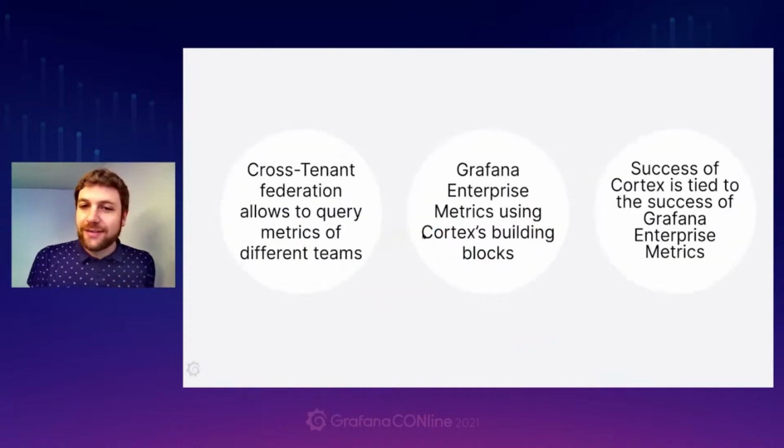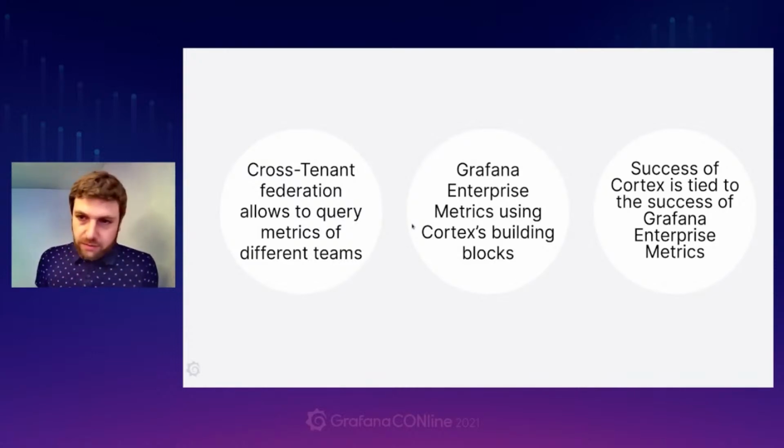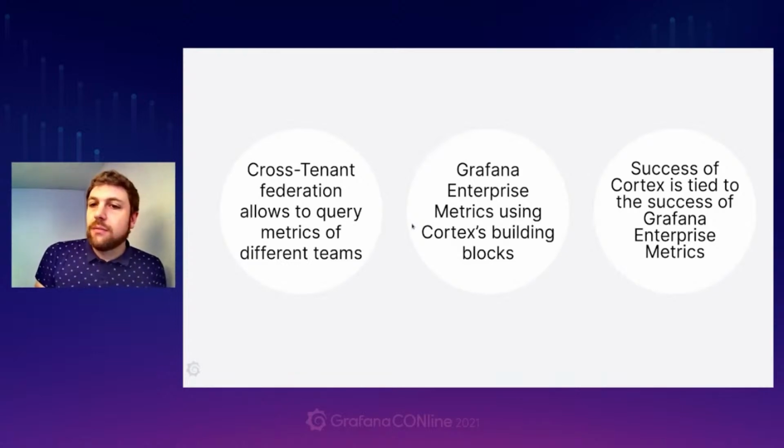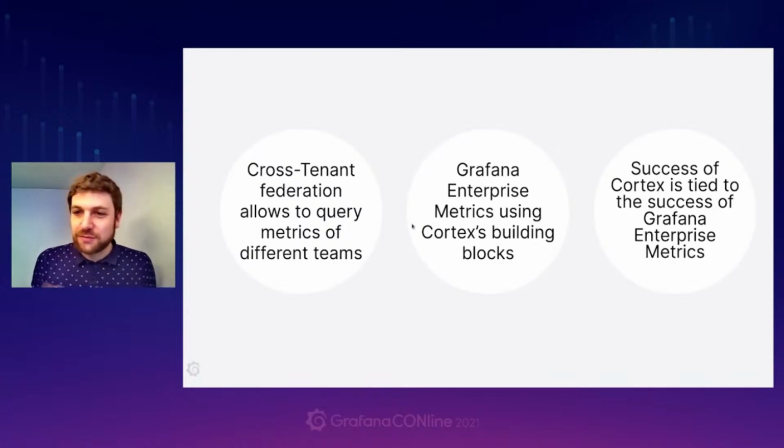So to summarize, you should totally use cross-tenant query federation because it allows you to separate out your teams and aggregate them whenever you want, and maybe have different access roles to your metrics. Grafana Enterprise Metrics is based on the code of Cortex, and through our investment into keeping our Grafana Enterprise Metrics customers happy, we also often, as a side effect, improve the situation for the general Cortex open source user.